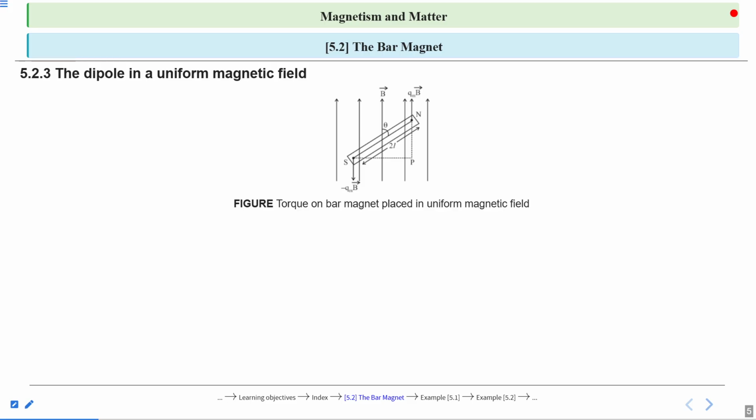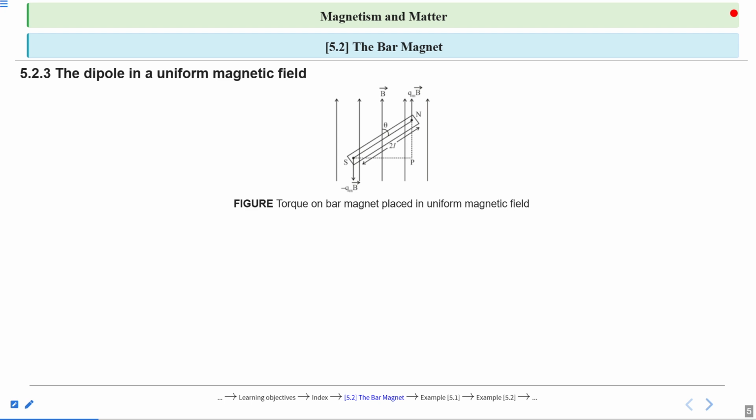So you can see the figure. A bar magnet, which is also known as a magnetic dipole, is placed in a uniform magnetic field. The magnetic field is in the upward direction. So the north pole of this magnetic dipole will experience a force in the direction of the magnetic field.